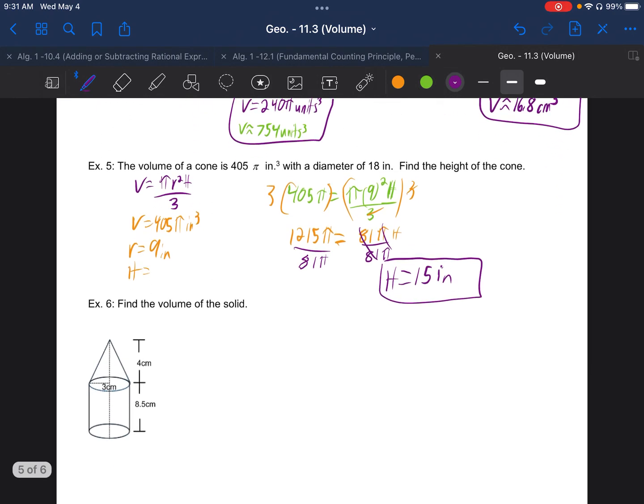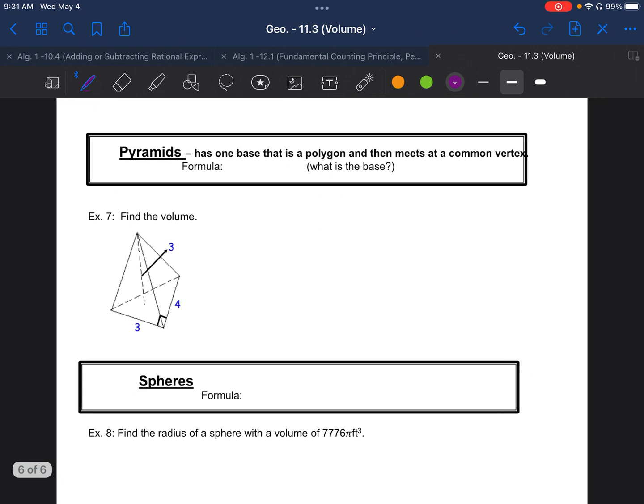We're going to skip example 6 because we're actually not going to be learning the volume of a cylinder. Meaning, we're on to example 7, the last page of these notes. So a pyramid. We're going to do one problem for a pyramid, 2 problems for a sphere. We're done with the notes.